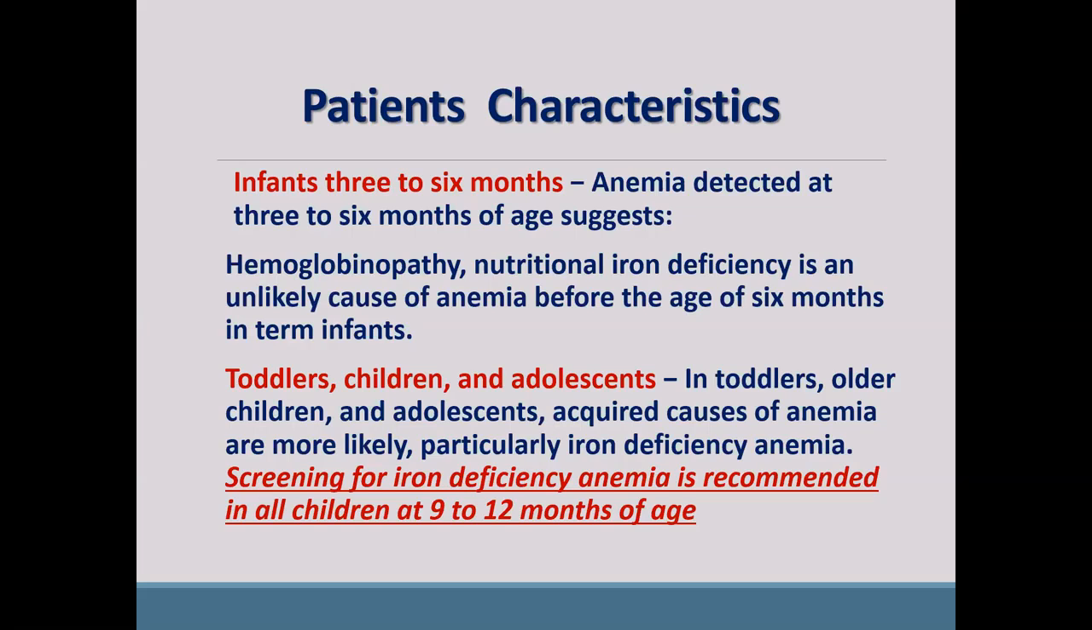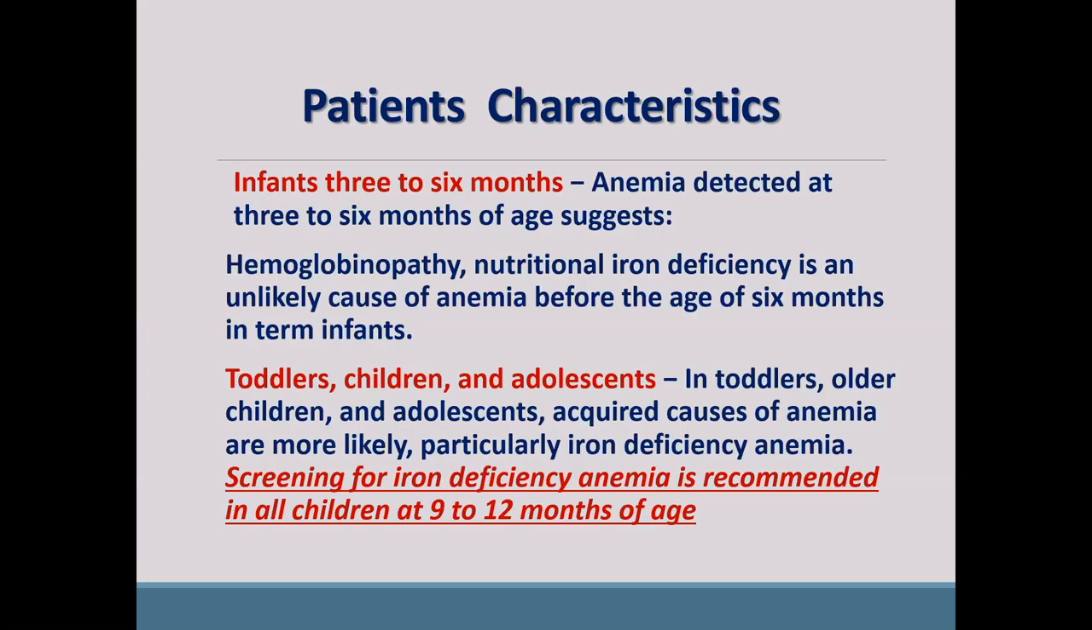As you know, the transfer of iron from the mother to the fetus occurs mainly in the third trimester, and those who are delivered preterm have a low reserve of iron from their mother and are more liable to develop iron deficiency anemia at earlier ages.